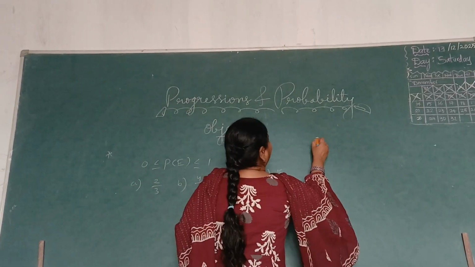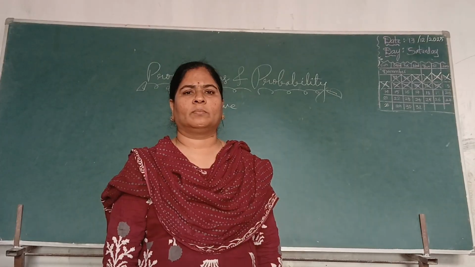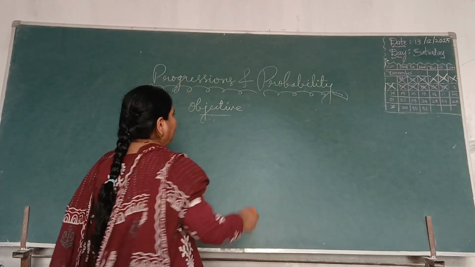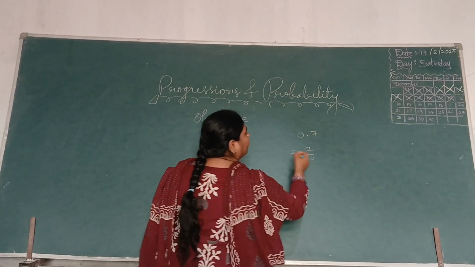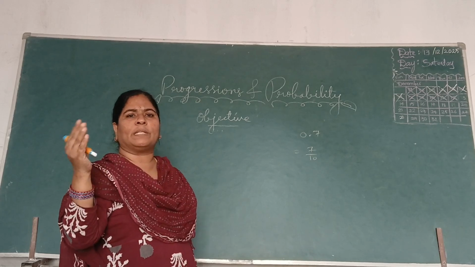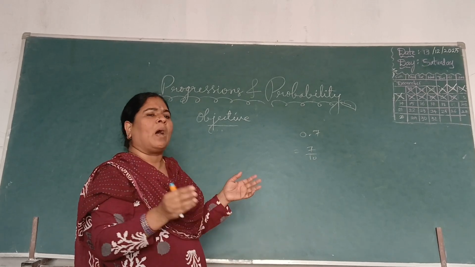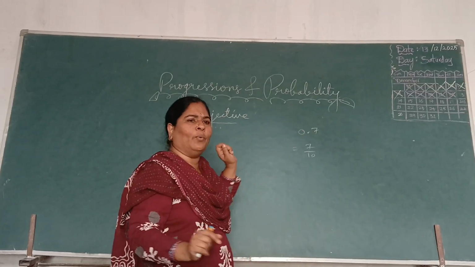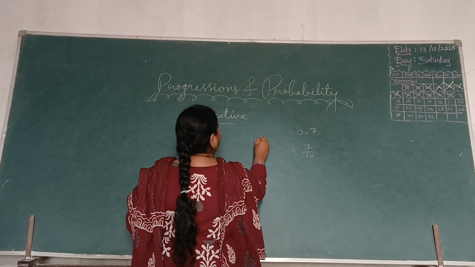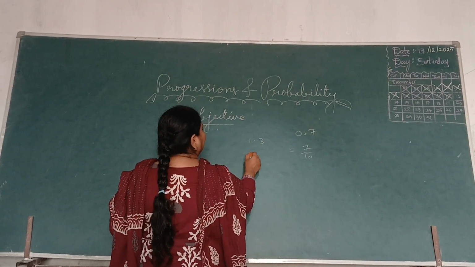0.7 can be written as what? In the previous question, we got 0.7. That is 7 by 10 we need to write. You all know how to convert decimals into rational numbers. Or, 0.7 lies between 0 and 1, you all know. Or in the question, suppose 1.3 is given, it is compulsorily greater than 1.